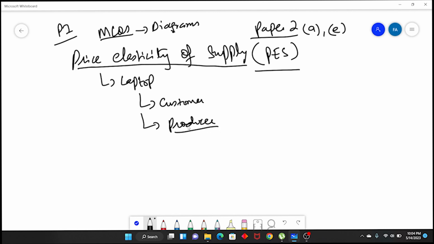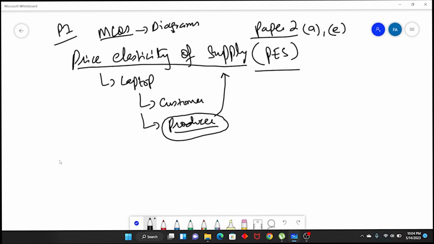So if the producer is producing the laptop, what happens? We have to observe from the perspective of the producer. This is very important at this stage. So if it is the producer, you have to observe things from the producer's perspective when it is price elasticity of supply. First thing. Second thing, there's a formula.